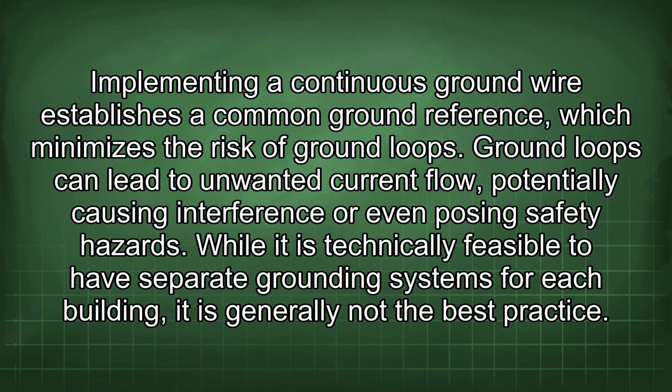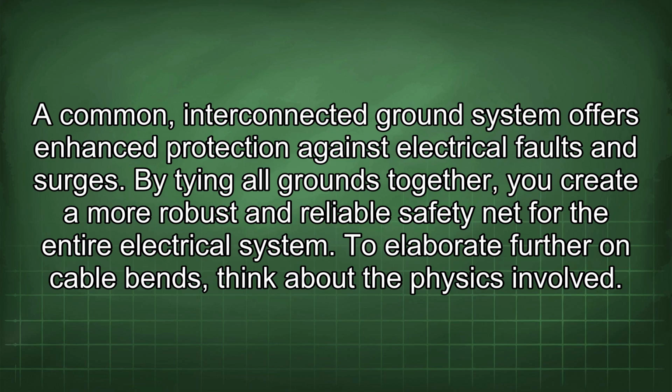While it is technically feasible to have separate grounding systems for each building, it is generally not the best practice. A common, interconnected ground system offers enhanced protection against electrical faults and surges. By tying all grounds together, you create a more robust and reliable safety net for the entire electrical system.